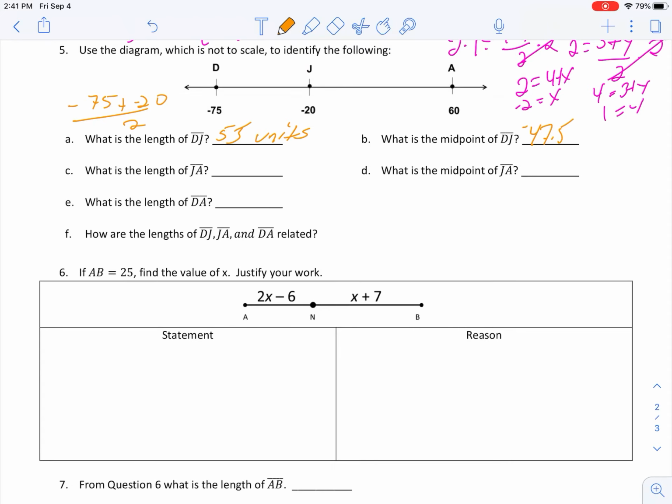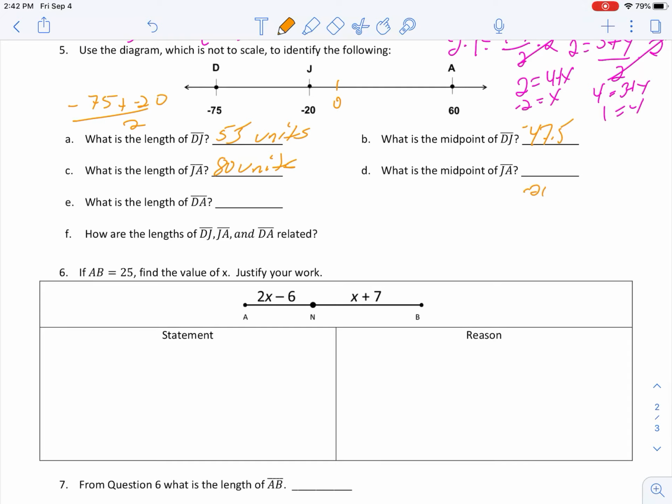The length of JA, now this is one where you've got to watch out, from negative 20 to 60. If it's helpful, put in 0 there. 0 helps you separate the positives and negatives out. From negative 20 to 0, we're 20 units. From 0 to 60, we're 60 units. So from negative 20 to 60, that's a length of 80 units. I could see somebody not paying attention and quickly saying 40. No, that's not the case, okay? From J to A, that's a length of 80.